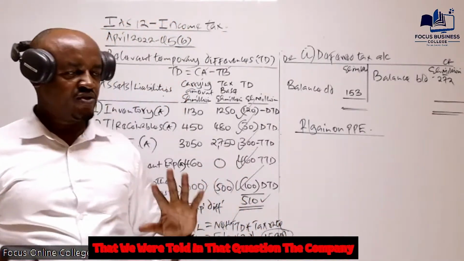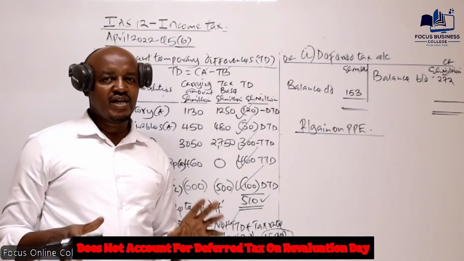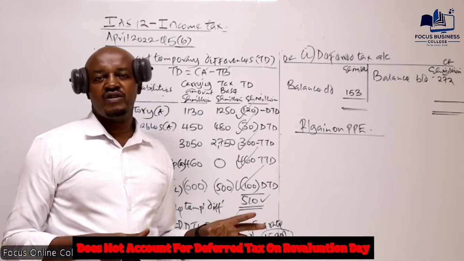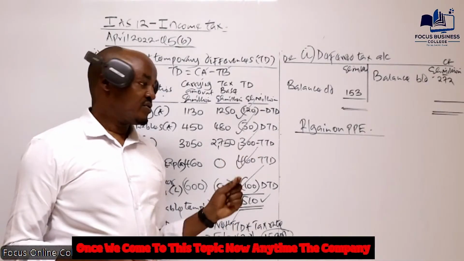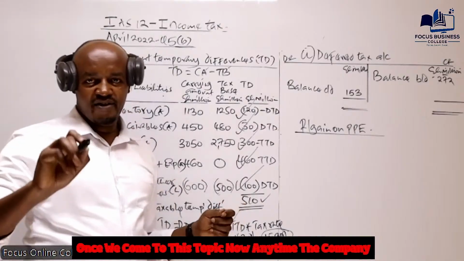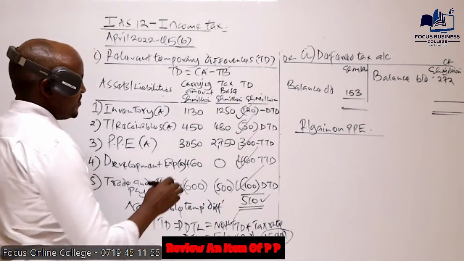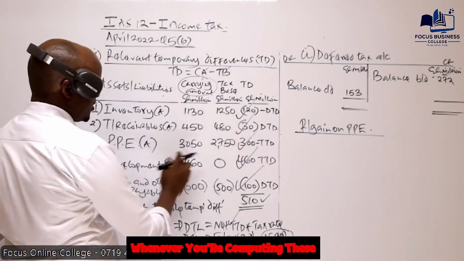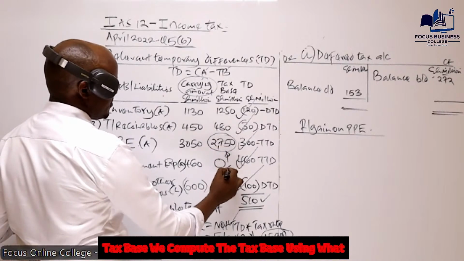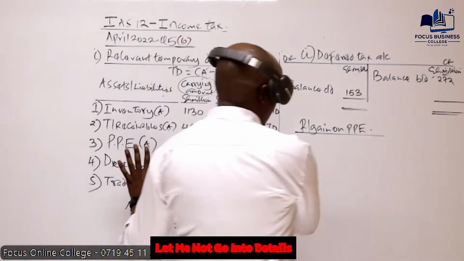We were told in that question the company revalued some land and buildings, but you were also told that the company does not account for deferred tax on revaluation. And I think I said I'll be able to explain that once we come to this topic. Now, anytime the company revalues an item of PPE, that basically affects the carrying amount, because whenever we compute the tax base, we use the cost, although that is not important. In fact, let me not go into details.